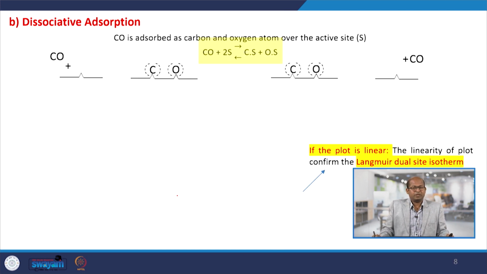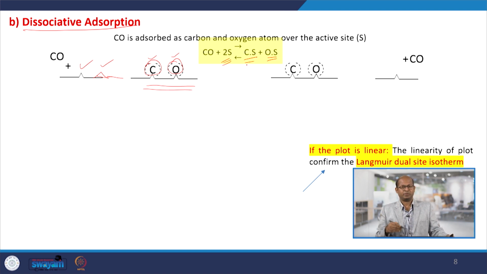Okay. Similarly, for dissociative adsorption also, in the case of dissociative adsorption we said two different sites are required, sites where CO molecules will get attached. So, here this is site 1, this is site 2. So, here the CO molecule gets adsorbed dissociatively in this way. Okay. So, the C atom adsorbs here, the oxygen atom adsorbs here. So, two sites are required. So, like this it forms.